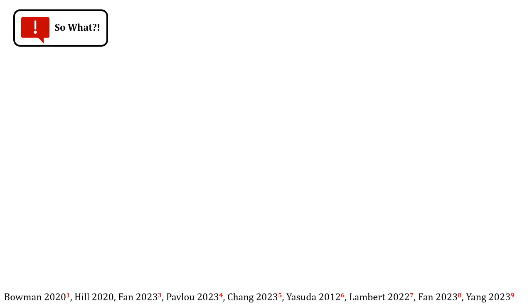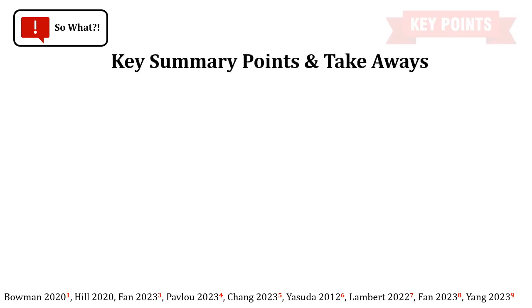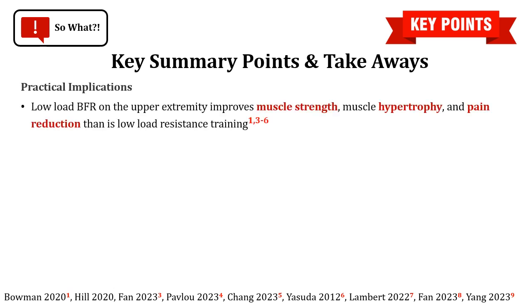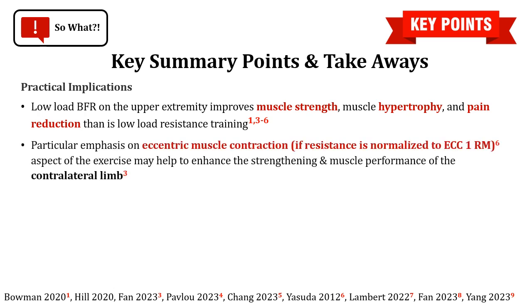Again, we asked the question, so what? A lot of information, a lot of studies. What are the take-home points? Well, what can we learn from the independent studies that we've looked at for the upper extremity? So, comparable to the systematic reviews, reinforcing the fact that BFR in the upper extremity improves strength, hypertrophy, and pain with the application of low load resistance training.